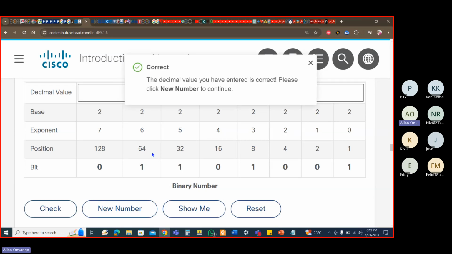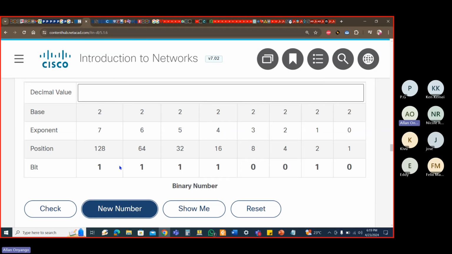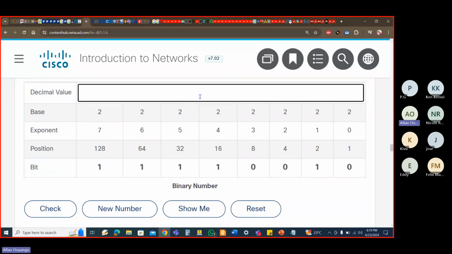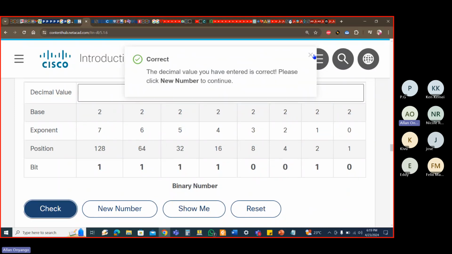Let me get another one. New number. Check this out. So 128 plus 64, 192 plus 32, 224 plus 16, 240. 240 plus 2, that is very easy, 242. So those who did those numbers now, we are finding them. Those who did it well.